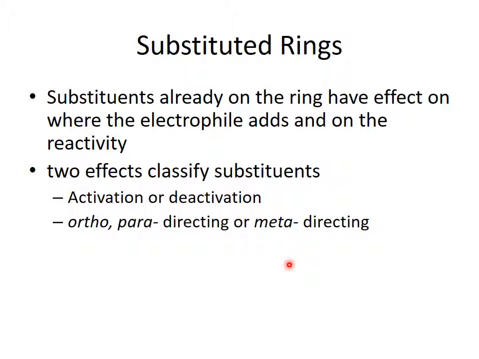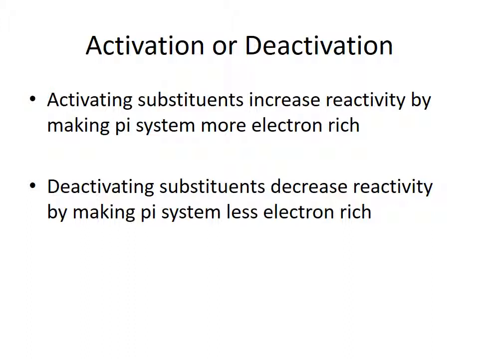Then the location on the ring where the reaction occurs is affected by the substituent, either by being directed to the ortho and para positions relative to the substituent already on the ring, or to the meta position. Activating substituents increase the reactivity by pushing electrons into the pi system, and the deactivating substituents make the ring less reactive by pulling electrons out. So the activating substituents are electron donating, and the deactivating substituents are electron withdrawing.